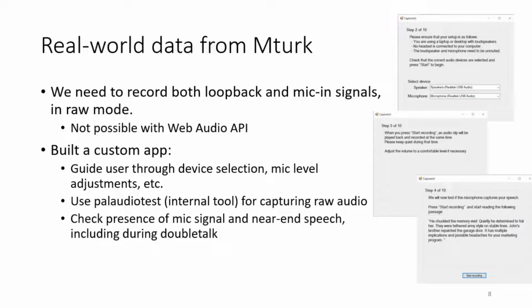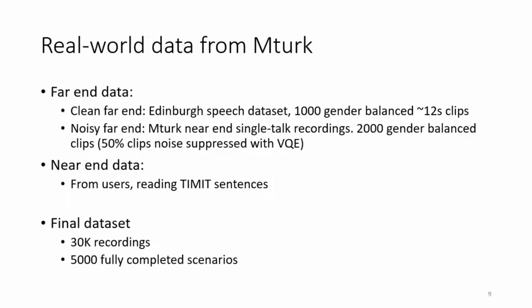To capture this data, we utilized Amazon Mechanical Turk. We created a custom application that guided the user through device selection, setup, and the 6 scenarios we wanted to capture. For far-end data, we used 1,000 gender-balanced clips from the Edinburgh speech dataset for clean speech. For noisy speech, we used 2,000 gender-balanced clips from the Mechanical Turk single talk recordings. For near-end data, we had crowd workers read TIMIT sentences. The final dataset was 30,000 recordings, which included 5,000 fully complete scenarios.